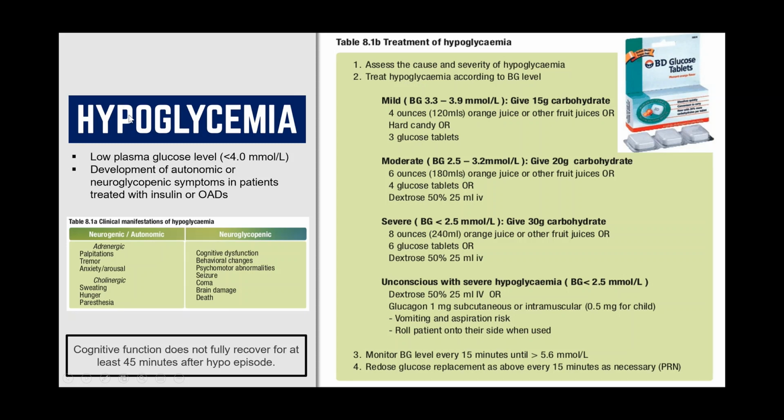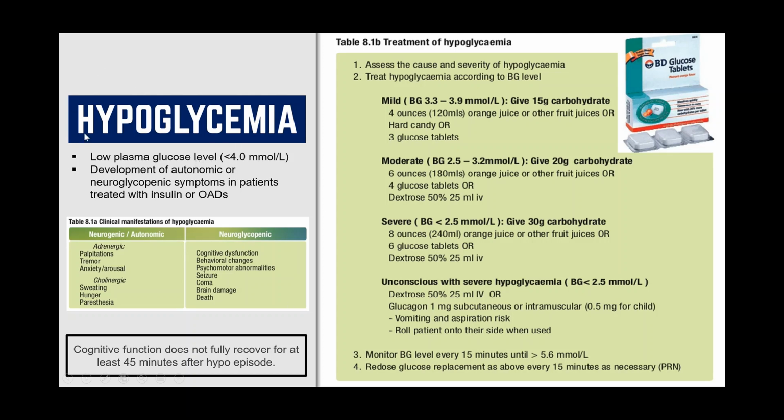Hypoglycemia is defined by either one of these two conditions: a low plasma glucose level of less than 4.0 millimole per liter, or development of autonomic or neuroglycopenic symptoms in patients treated with insulin or oral antidiabetic agents. Cognitive function can start to deteriorate when blood glucose level drops by 3 millimole per liter, and this does not fully recover for at least 45 minutes after the hypo episode.